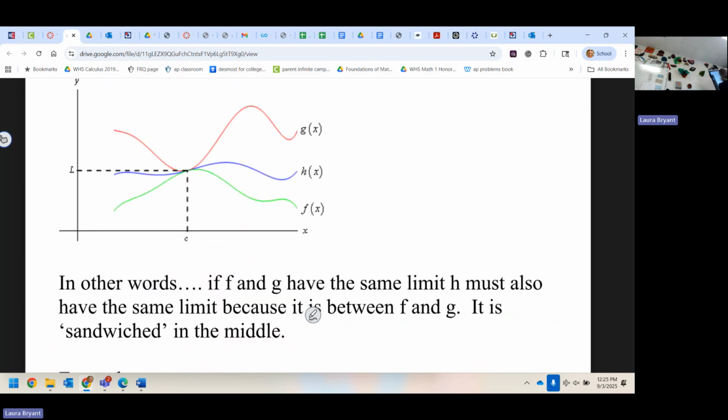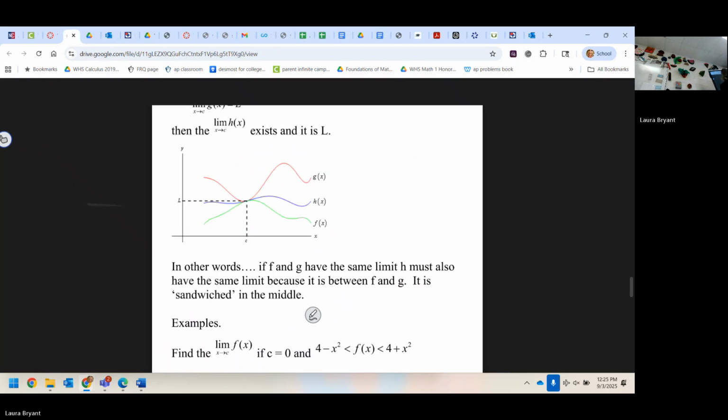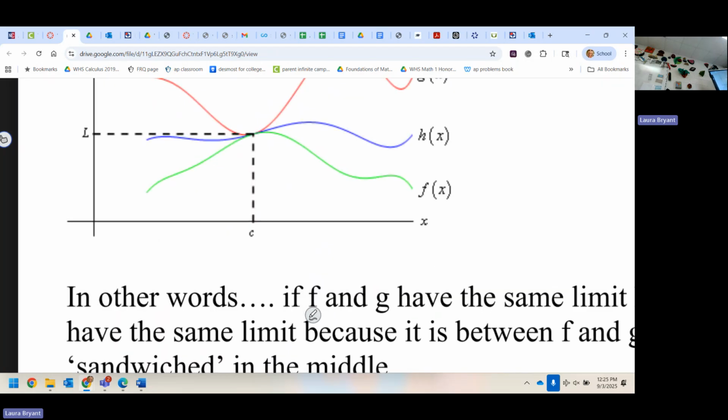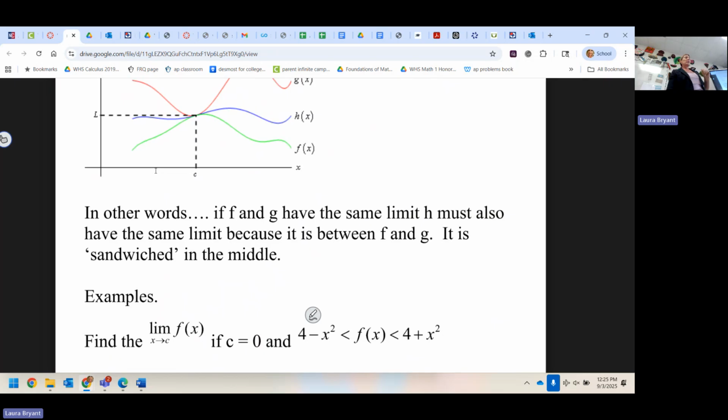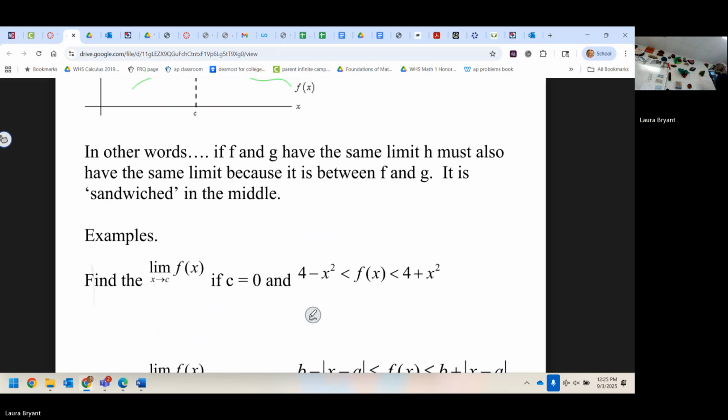Like f of x, as I come from both sides, the y value there is L. And on g of x for both sides, the y value is L. And since h of x is in between there, its y value also will be L. In other words, another way to say it: if f and g have the same limit, h must also have the same limit because it's between f and g. If your outside functions have the same limit, your inside one has the same limit. It's sandwiched in the middle.